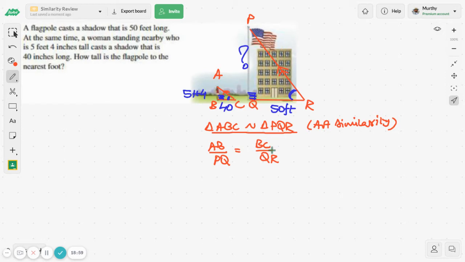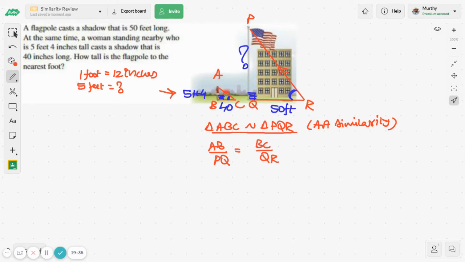the height of the woman is given as 5 feet 4 inches. So we have to convert everything into the same units. Here the value of AB is 5 feet 4 inches. Let me convert this into inches. 1 foot equals 12 inches. Therefore, 5 feet means how many inches? It's a simple calculation.